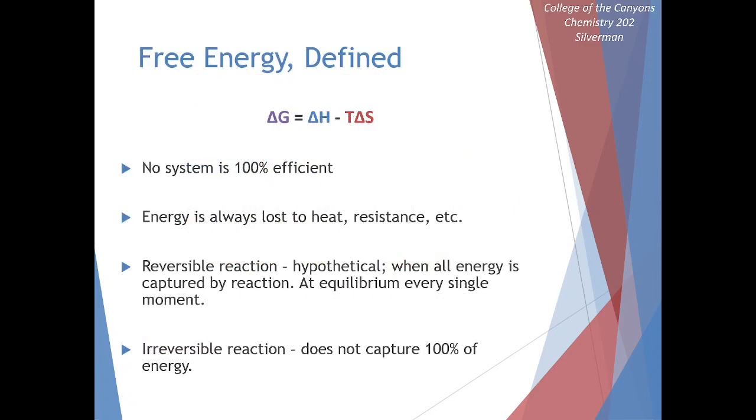Because we have to increase the entropy of our universe, no system will be 100% efficient. We're always going to lose some energy to our surroundings via heat or resistance, etc. We can consider a hypothetical case where we are not doing that. This is considered a reversible reaction where all energy is captured by our reaction and we can be at equilibrium every single moment of this reaction. This is a hypothetical situation, but it's a useful approximation when we're doing some calculations.